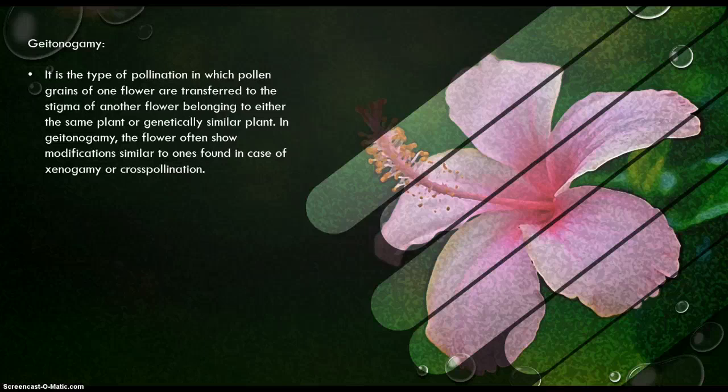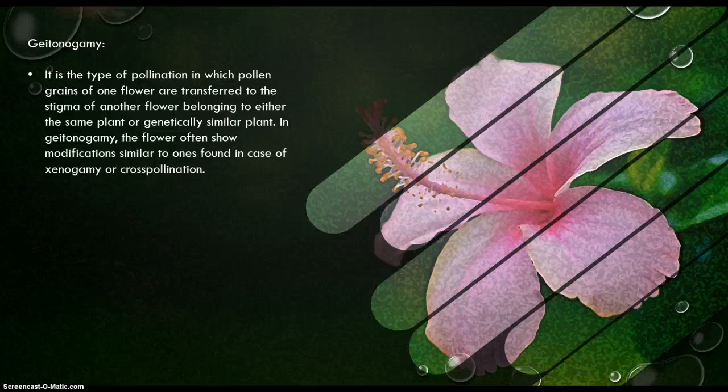What was autogamy? Autogamy means transfer of the pollen grain from anther to stigma of the same flower. And geitonogamy means the transfer of the pollen grain from one flower to the stigma of another flower of the same plant. So genetically this process is similar to that of autogamy, right?